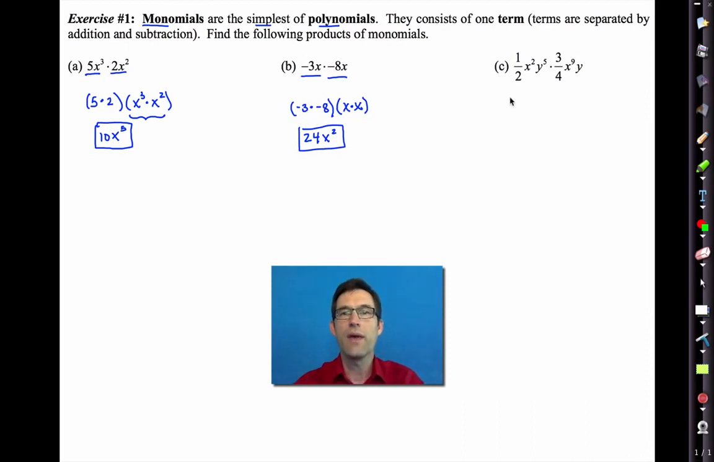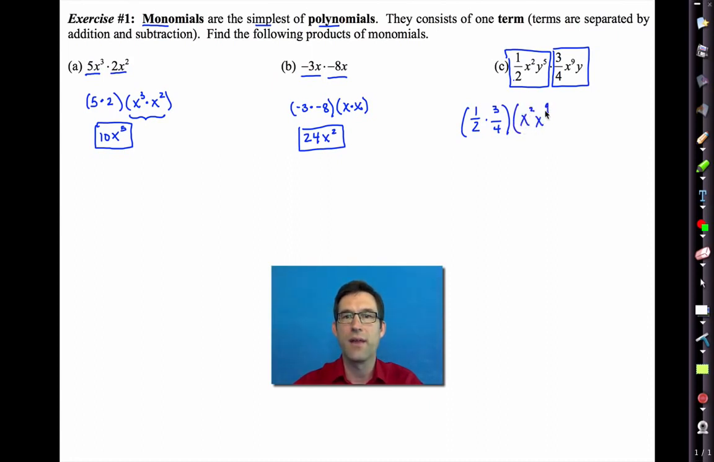In letter C, we have the most complicated situation that we're probably going to face. We have a monomial here, and it's a monomial because terms are separated by addition and subtraction, not by multiplication. So 1/2 times x squared times y to the 5th is considered one term, whereas 3/4 times x to the 9th times y to the 1st is considered another term. Again, we're going to group those two constants together, the 1/2 times 3/4. We can also group the x squared times x to the 9th together, and the y to the 5th times y to the 1st together.